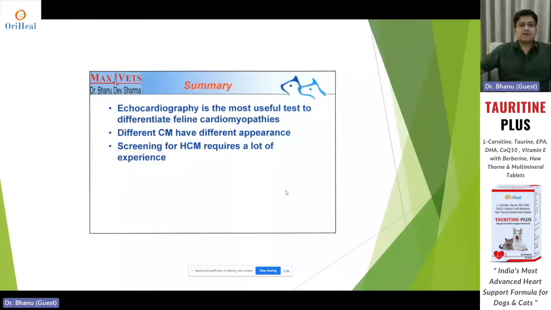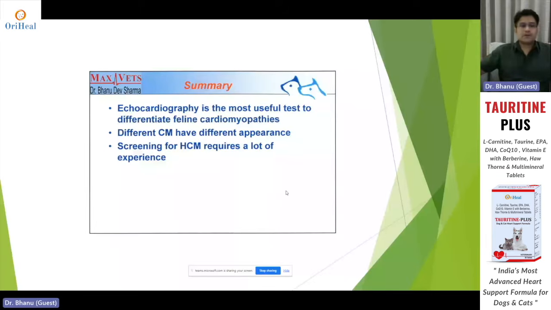And screening for HCM, which is a very common heart condition in cats, specifically where there are predispositions of certain breeds like Persians, would need experience, skill, and proper measurements and calculations. So the measurements you have to do very carefully. My suggestion would be to do the measurements, but also correlate them with a lot of other things. Just doing the measurements can sometimes mislead you to a diagnosis.